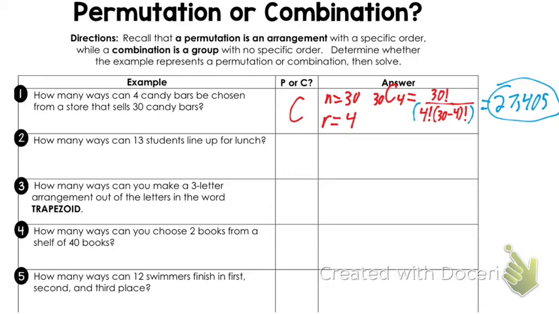How many ways can 13 students line up for lunch? Well, let me ask you this. Will the order matter that the students line up in? If the students line up in a different order, is it a different way to line up? Think back to kindergarten here, when you guys lined up for lunch. Did you care what order you were in? Yes. You totally did.